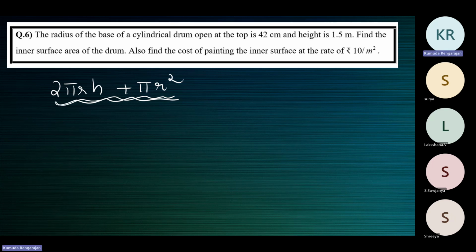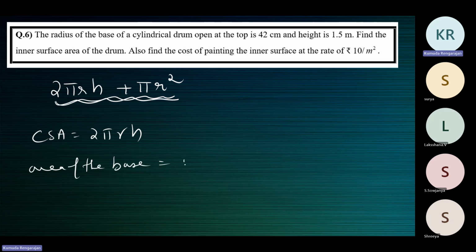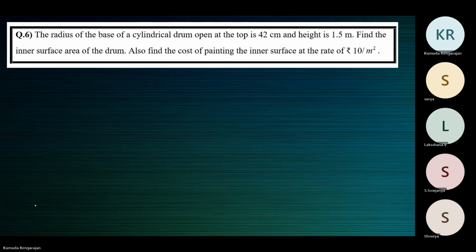And then you'll have to find the cost of painting. So you must find curved surface area is equal to 2 pi r h. You should work this. Then you must find area of the base. Area of the base is equal to pi r square. Work this. Add both to find the inside surface area of the drum. Then how do you find the cost of painting? Whatever is the inner surface area, you should multiply by 10 to find the cost of painting.